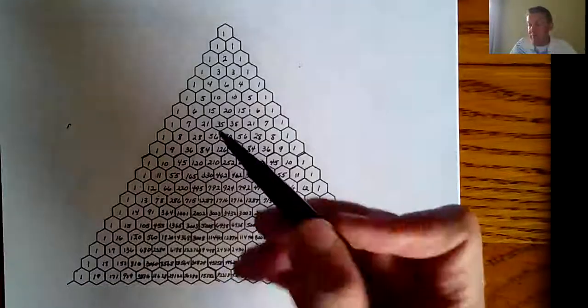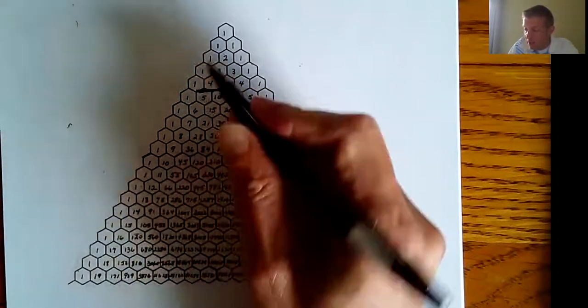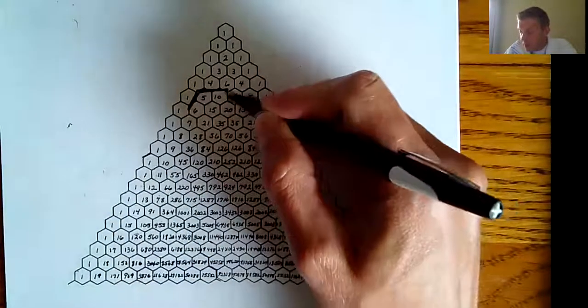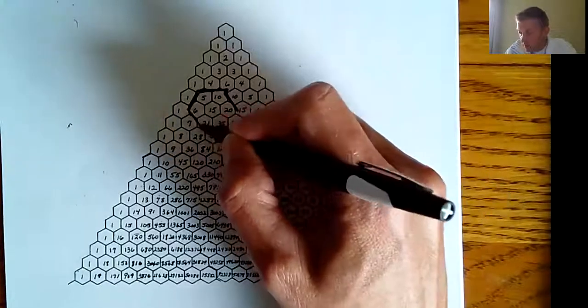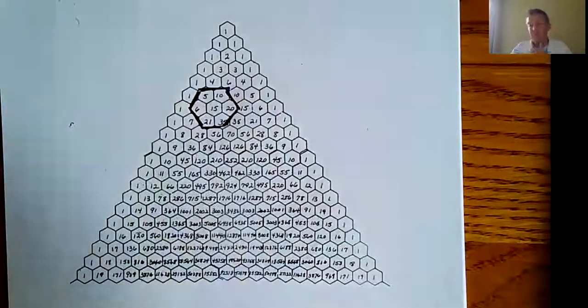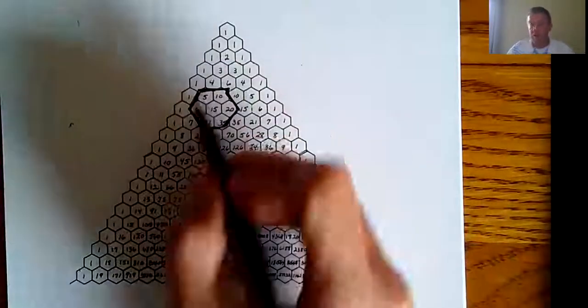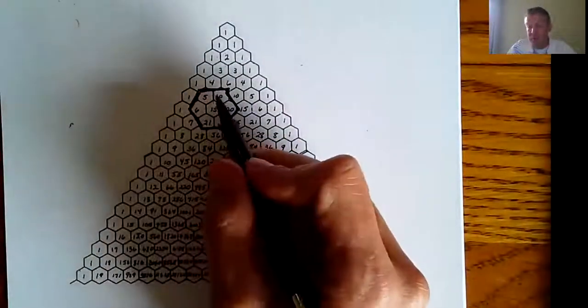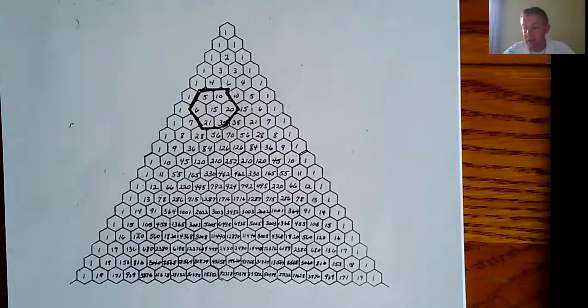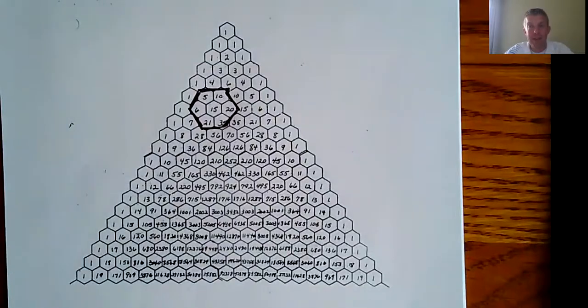Pick another hexagon. Let's say I do right here. I'm going to take these 2 numbers, and these 2 numbers, these 2 numbers, these 2 numbers, these 2 numbers, these 2 numbers. The directions say to do 4 more of these. So here's 1 more. Add up all those numbers, divide by 2, see what you get. Then do it 3 other random places on here and do the same thing. See if you can figure out what's happening.